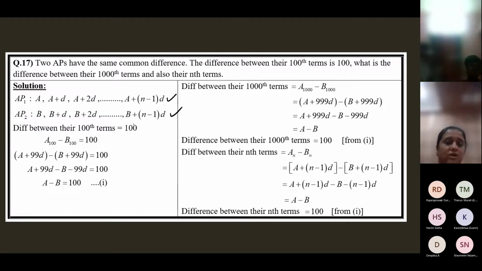Yes, ma'am. Okay, now the difference between their 100th terms is 100. So that means A100 minus B100 is equal to 100, correct? Now, what is A100? A plus 99D. What is B100? B plus 99D. So when you open the bracket and you work it, you get A minus B is 100. So this is the information: A minus B is 100. That is, the difference between their first terms is 100.